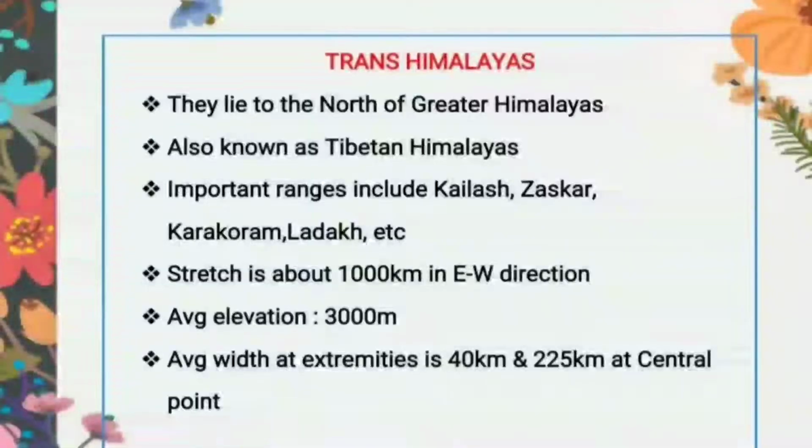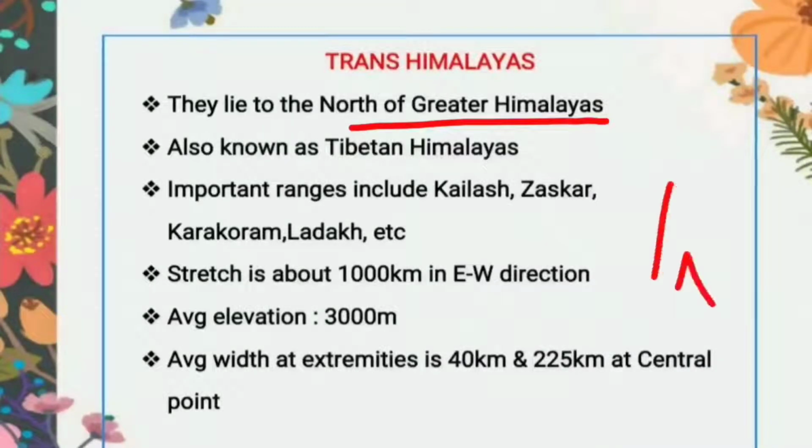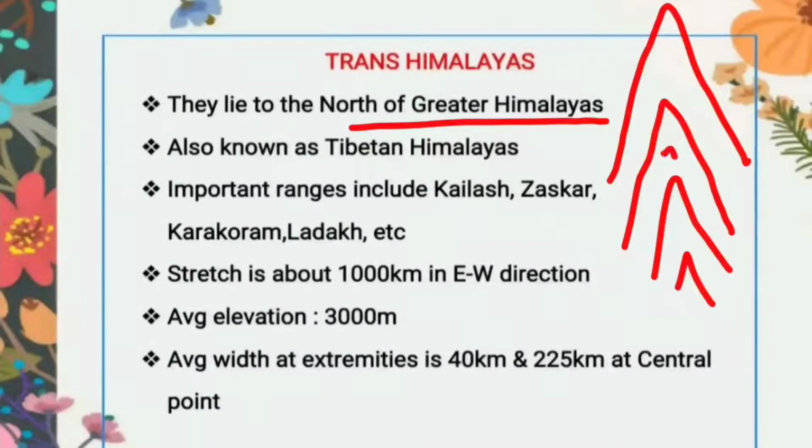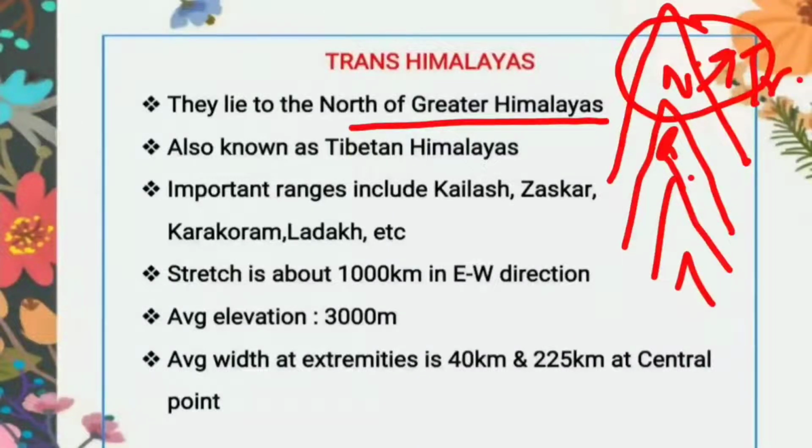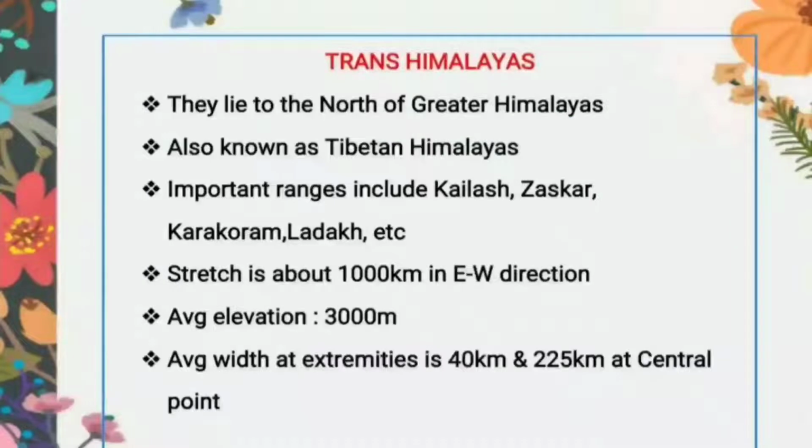Moving forward towards the Trans Himalayas, the topmost Himalayas, they lie to the north of the Great Himalayas. Obviously we know this is Shivalik, this is Middle Himalayas, then there is Greater Himalayas, and to the top, that means to the north of the Greater Himalayas, like the Trans Himalayas. This is also known as the Tibetan Himalayas because most of it lies in the Tibet area.